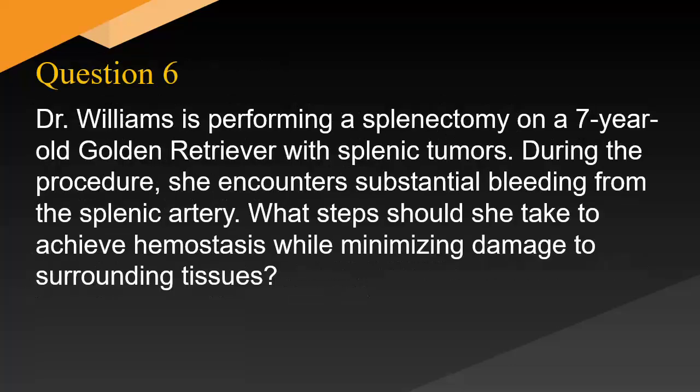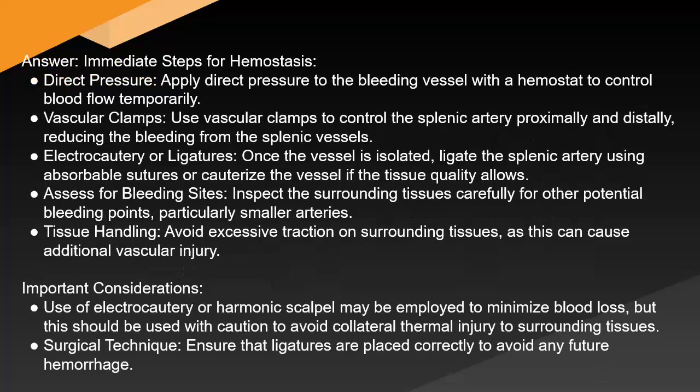Dr. Williams is performing a splenectomy on a 7-year-old golden retriever with splenic tumors. During the procedure, she encounters substantial bleeding from the splenic artery. What steps should she take to achieve hemostasis while minimizing damage to surrounding tissues? Answer: immediate steps for hemostasis.